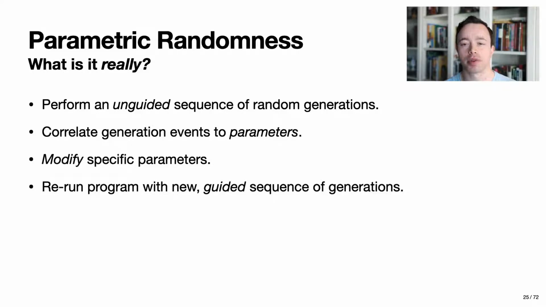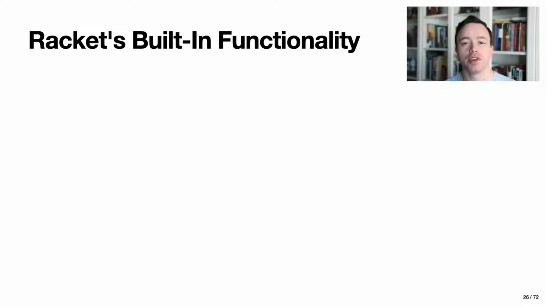We think this parametric random generation could be very useful in some problem domains, like our own, which I'll come to in time. So now that you know what parametric randomness is, let's talk about Racket's built-in support for random generation and see how we can make parametric randomness work.